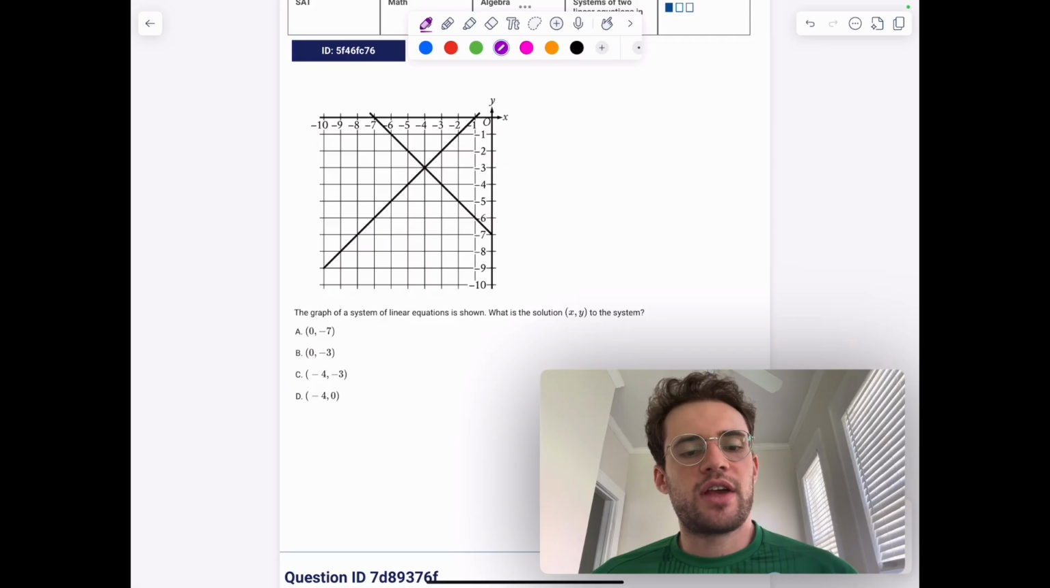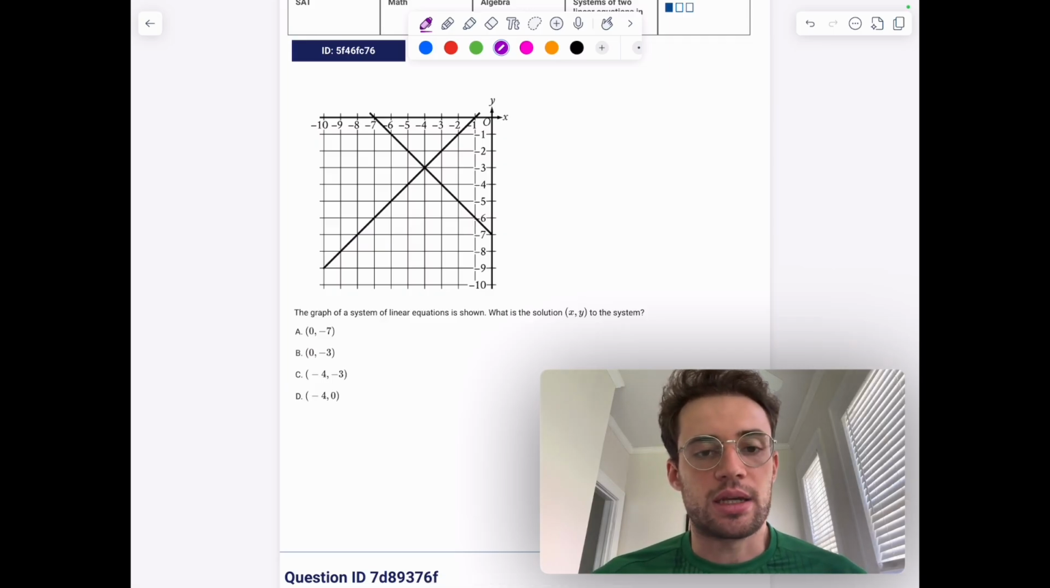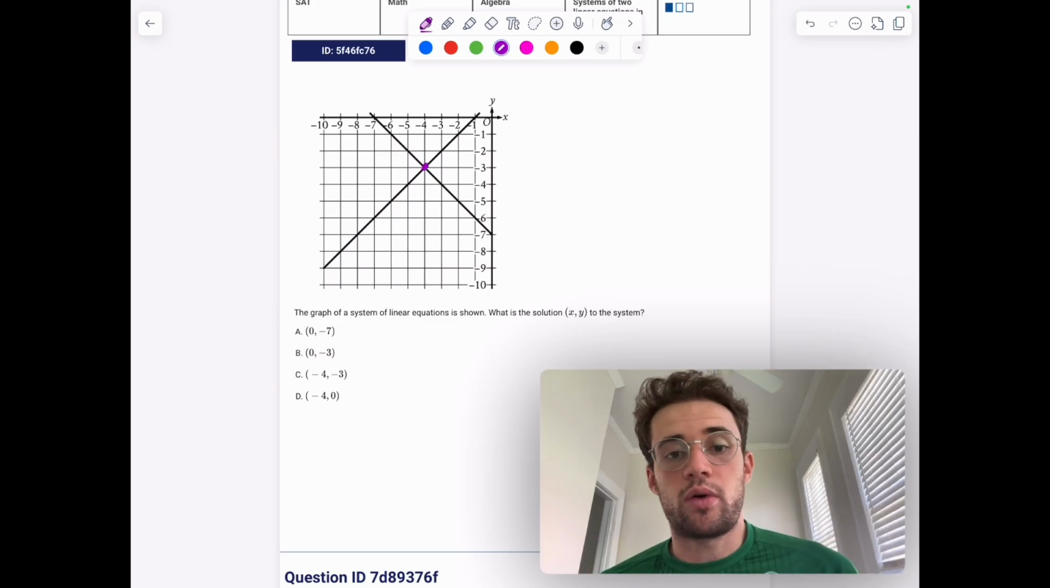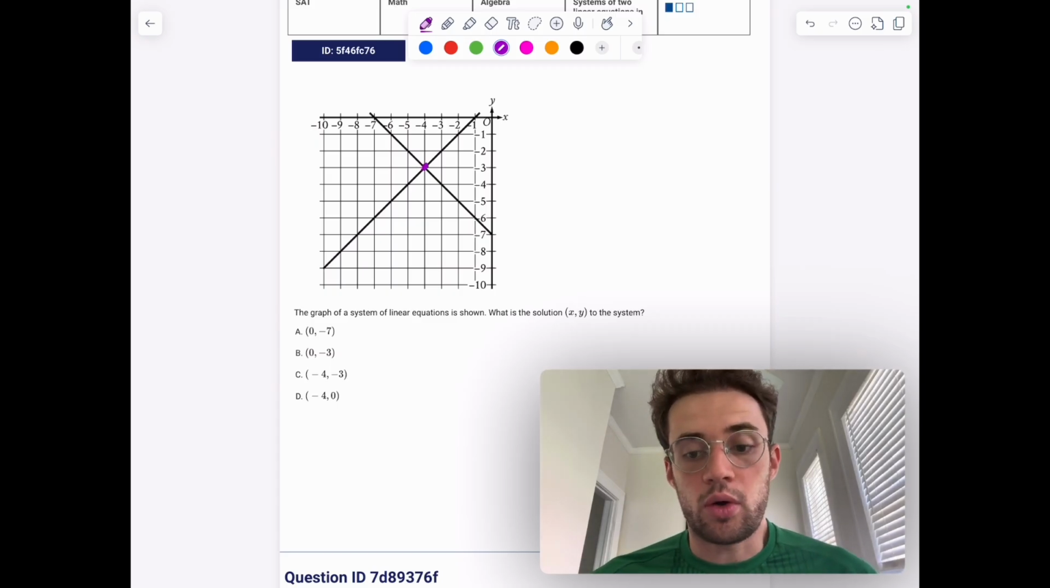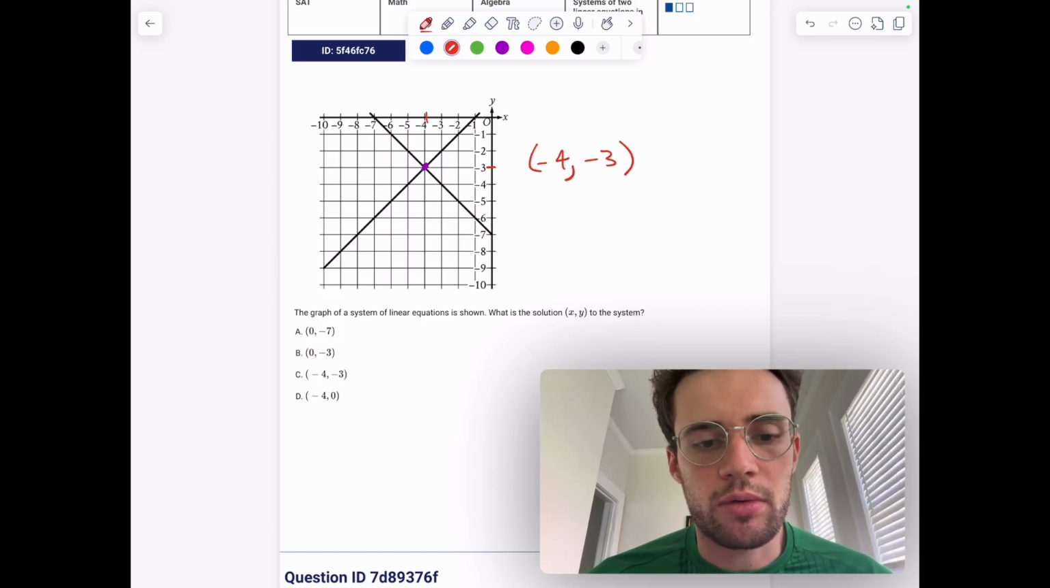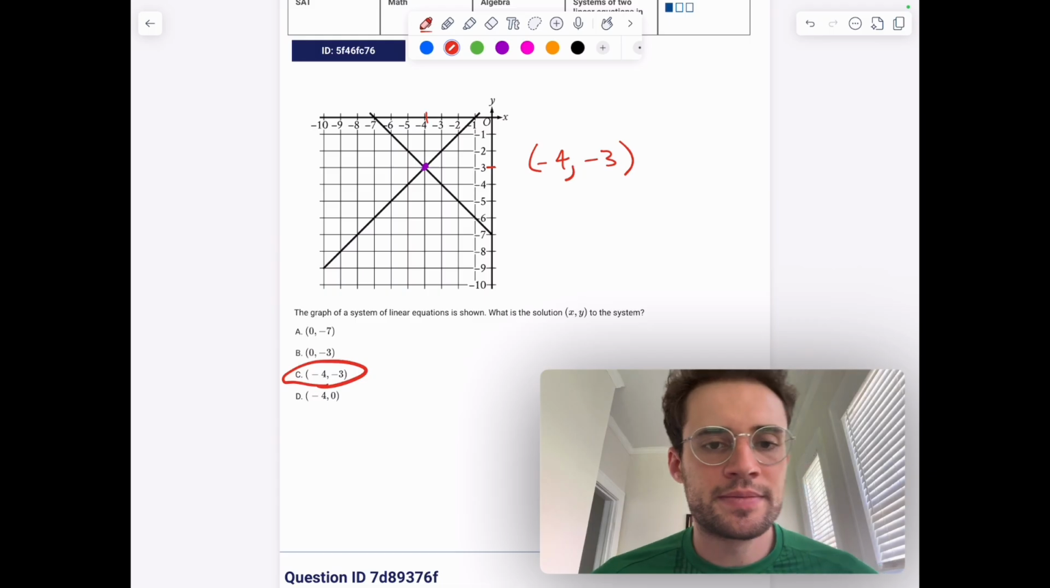The graph of a system of linear equations is shown. What is the value of x comma y to this system? All right, so we just need to see where they cross. The intersection point is the solution to these two equations. And then the coordinates for that would be -4, -3. It's 4 to the left, 3 down. So you'd write that as the x coordinate, -4, the y coordinate, -3, and that is option C.